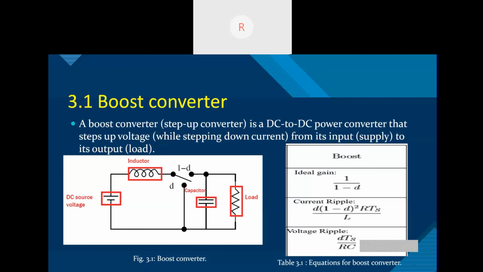So what are the ripples that you have considered to calculate the value? For current, we have considered 5%, and for voltage also 5% of the input voltage. Sorry, you have calculated the output voltage values from there, but you have skipped that term.